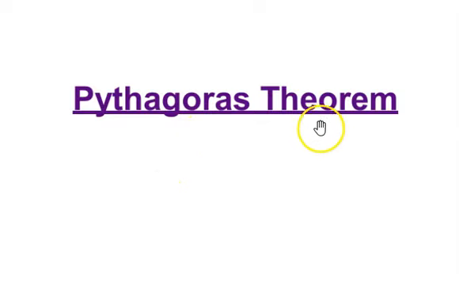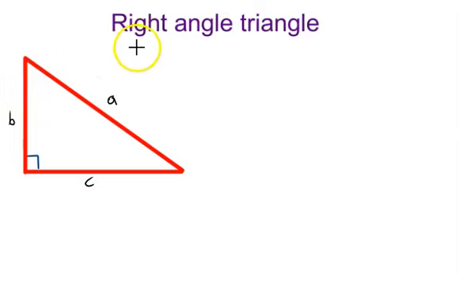Okay, here I'm going to explain to you about the Pythagoras theorem. Now if you can see here, this is a right angle triangle, which means here you have 90 degrees. So Pythagoras theorem can only be applied in a right angle triangle, where you will have the longest side of the triangle, which is called the hypotenuse.